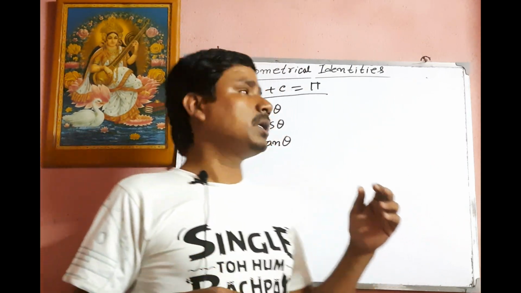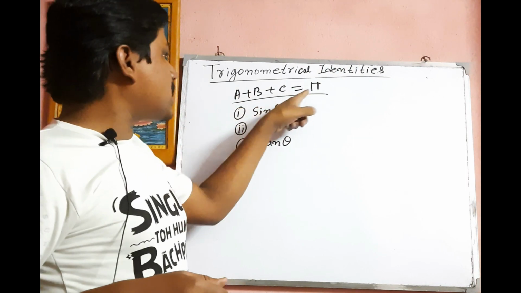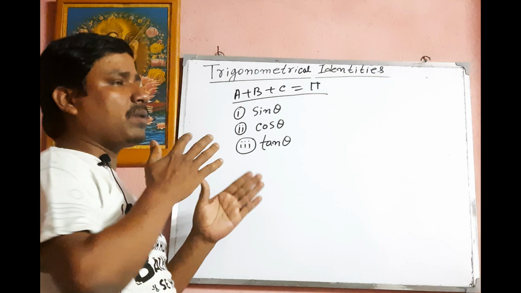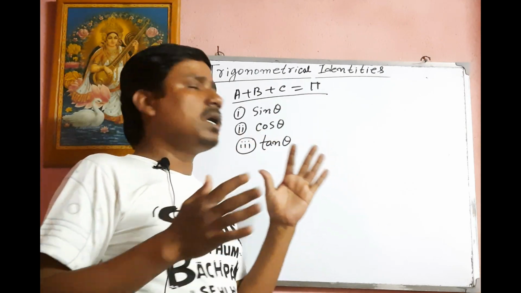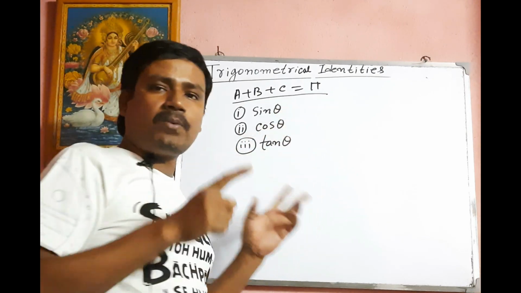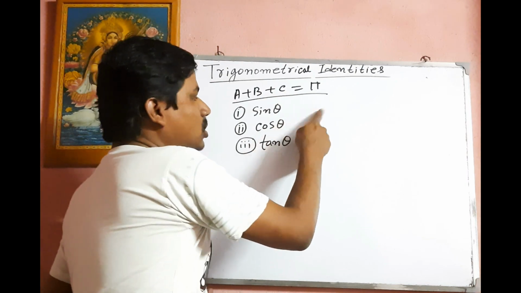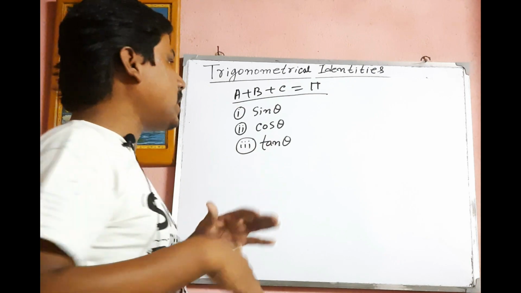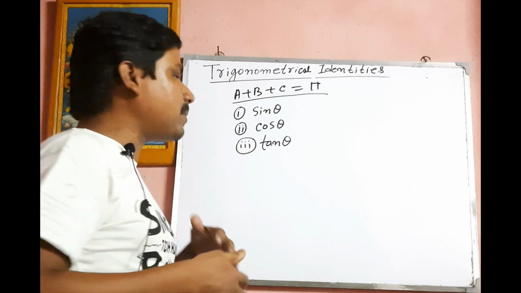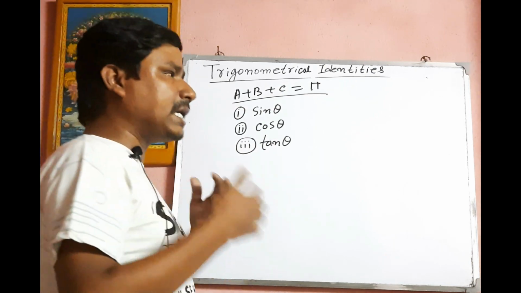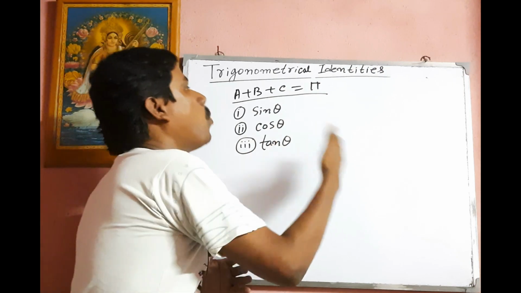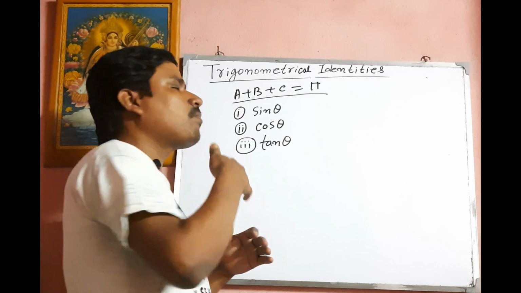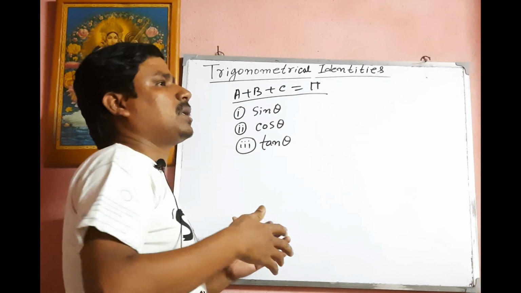The types are for when a plus b plus c is equal to pi, that is 180 degrees. Then we can find three types of formula. One kind is the sin theta type formula, the second is the cos theta type formula, and the third is the tan theta type formula. We are giving the sin type, cos type and tan type formulas one by one. After completing the formulas, we are discussing some examples of this chapter.